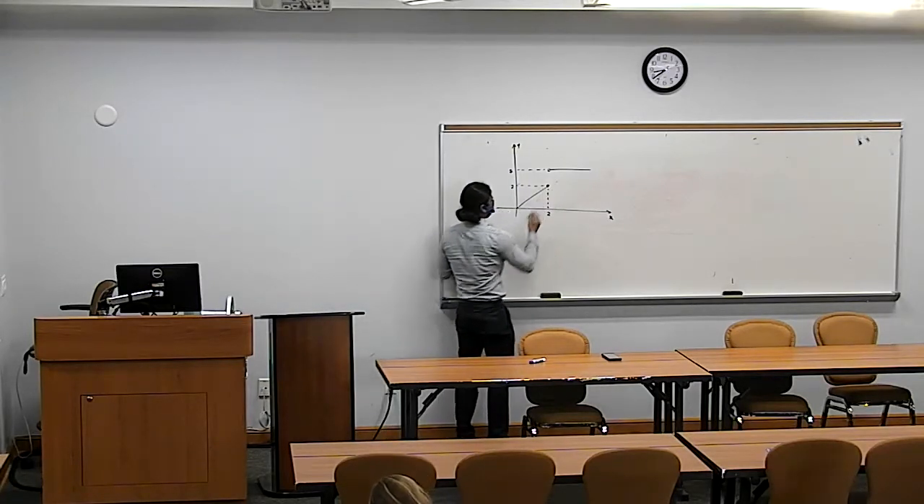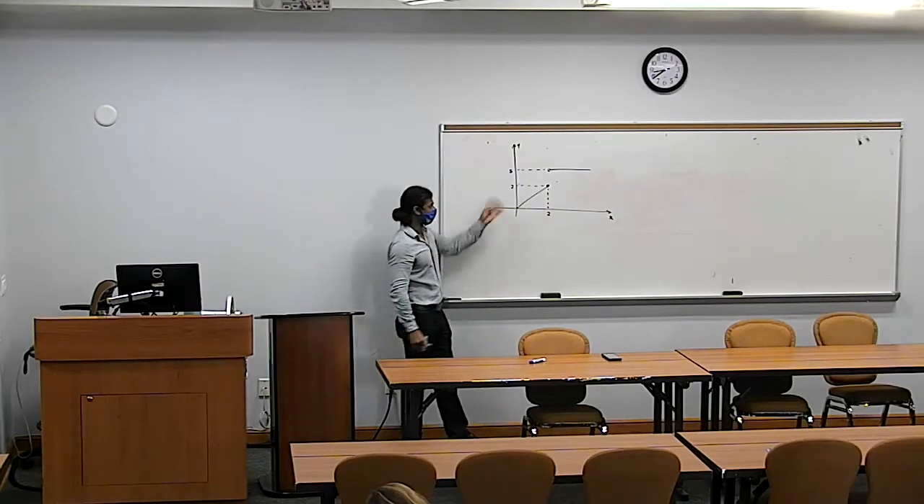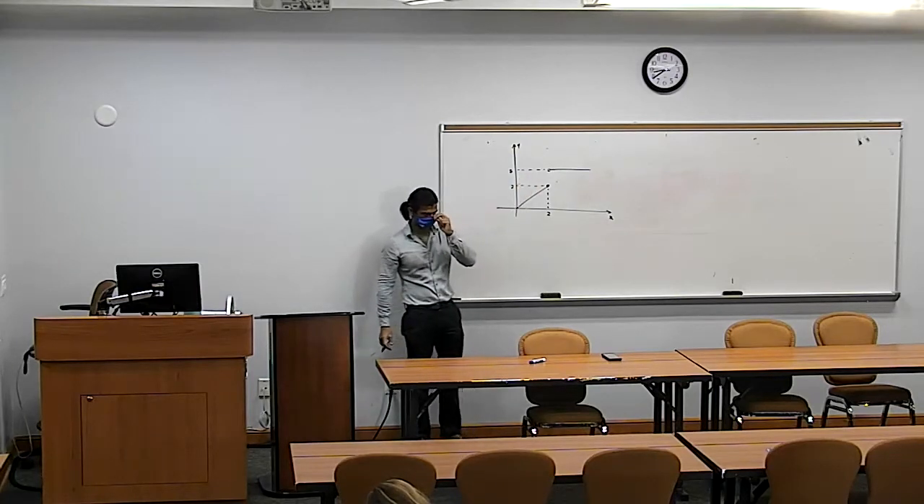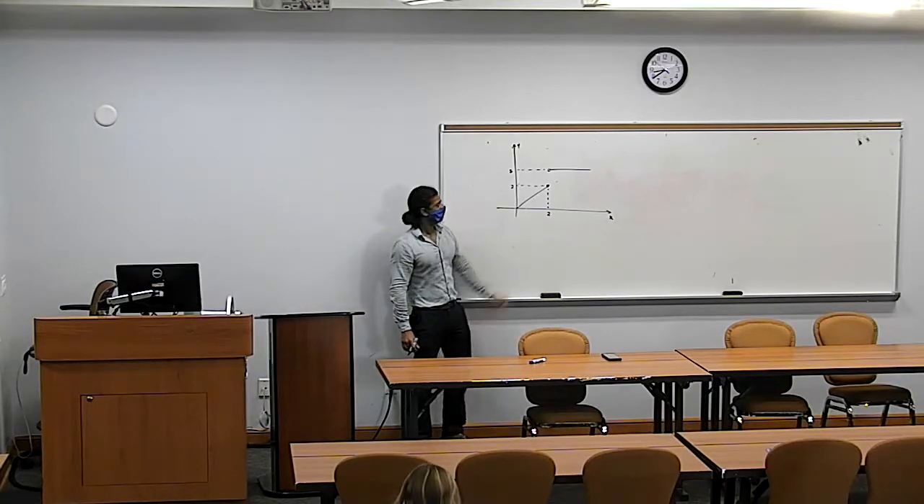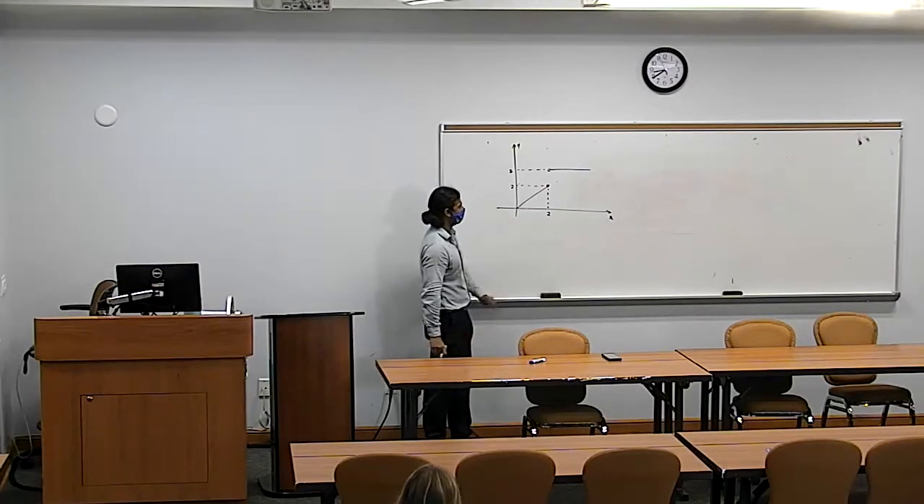What is the value of the function at 2? Why can't it be 3? Because it's an open circle. It is an open dot, which means it cannot include that value 3.